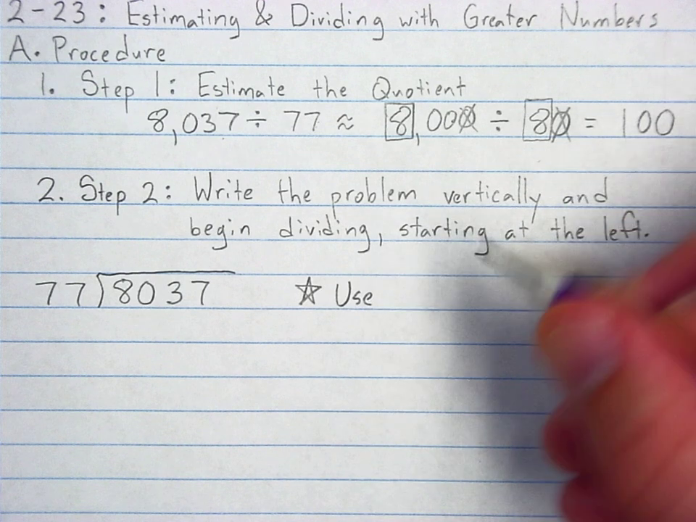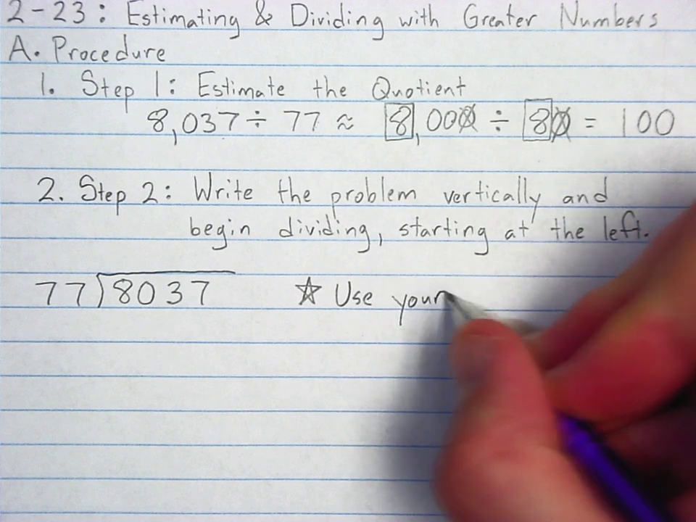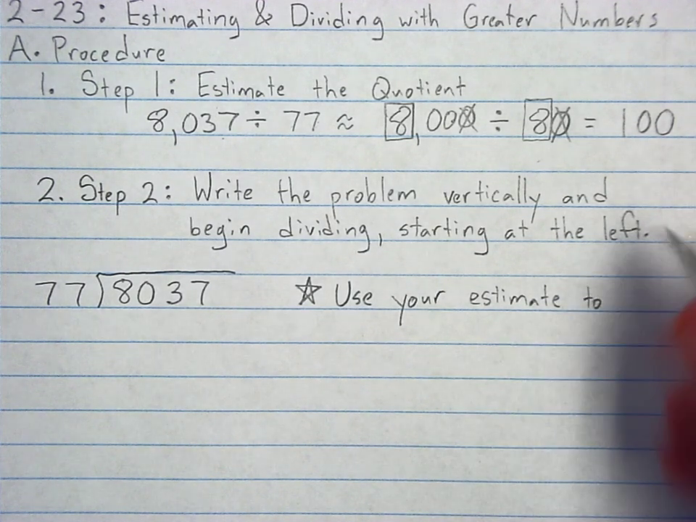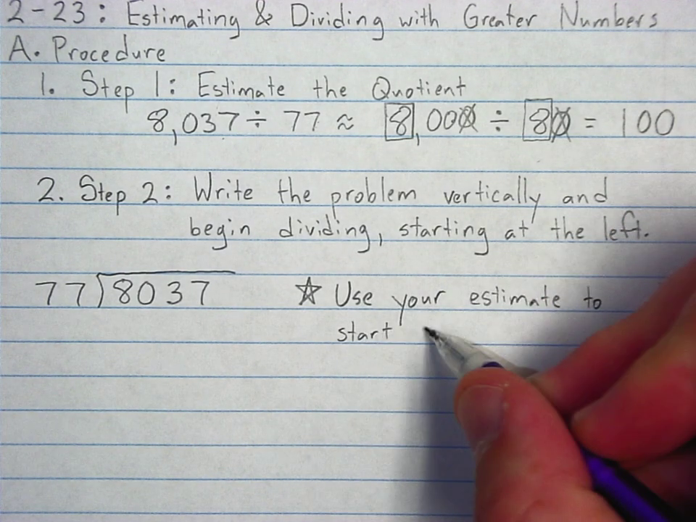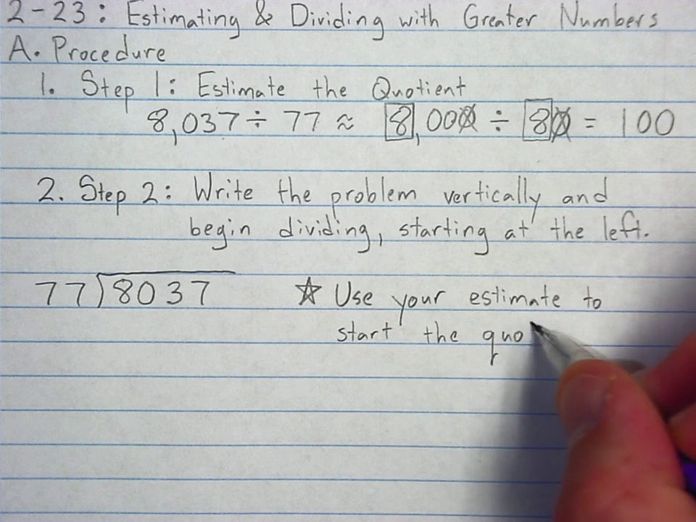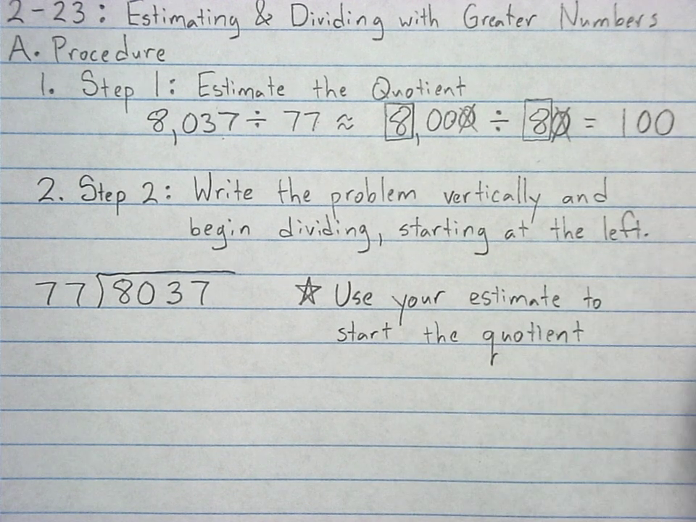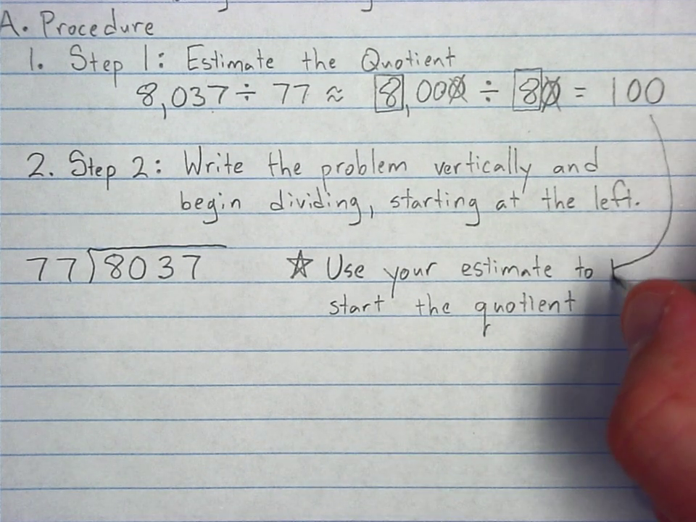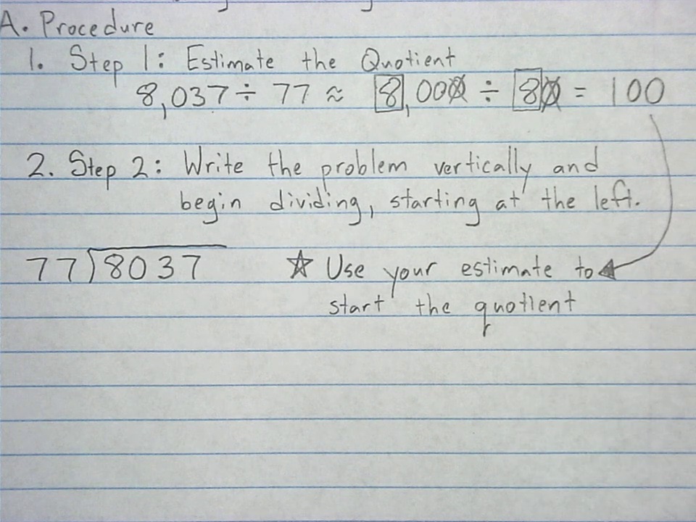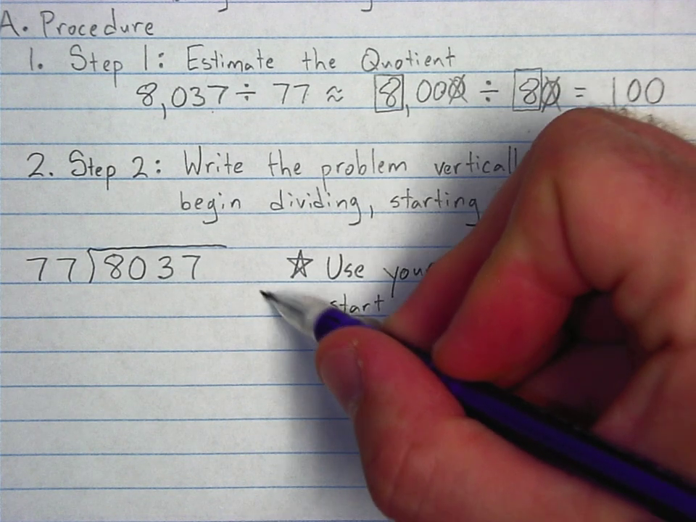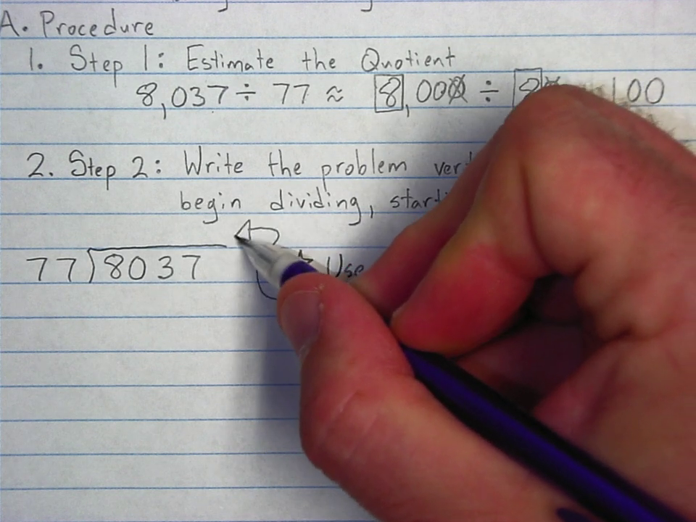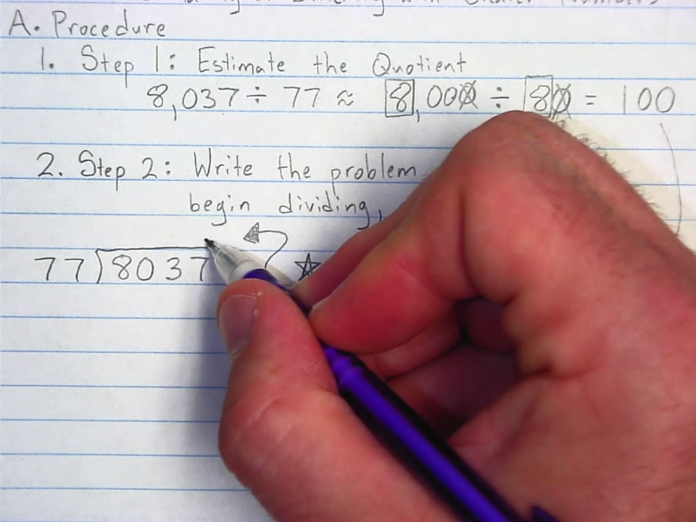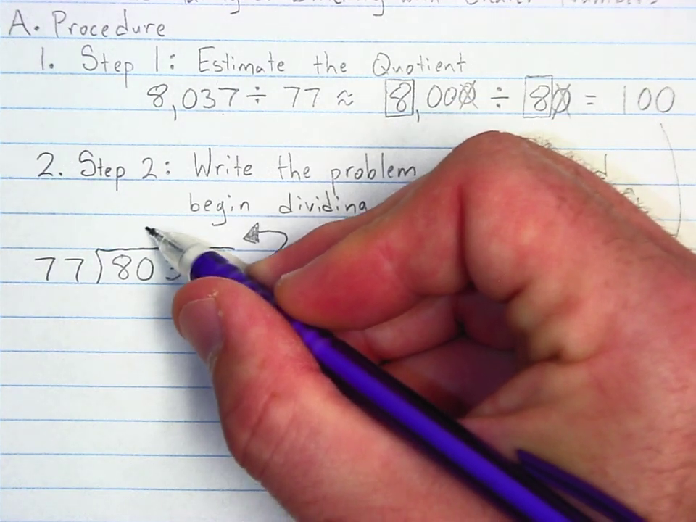I can use the estimate, so use your estimate to start the quotient. So the 100 that we got up here, I am going to mentally put up here. I'm going to say 100. Okay. So 0, 0, 1.